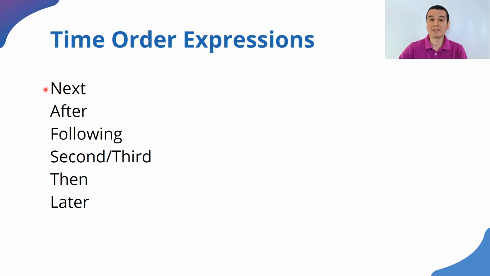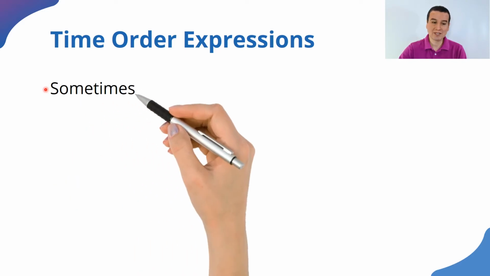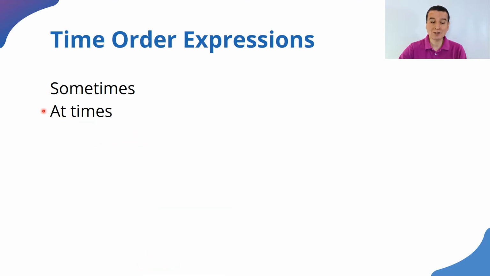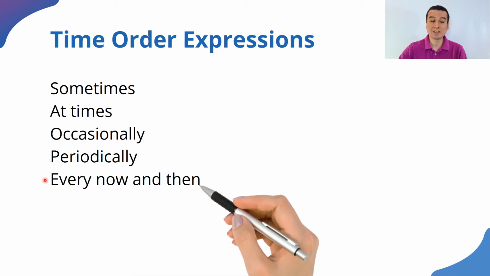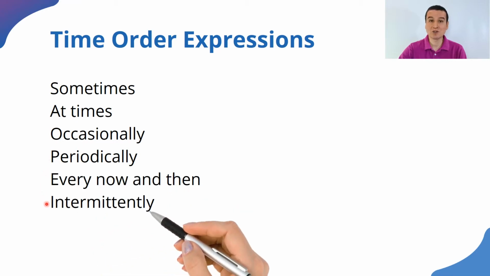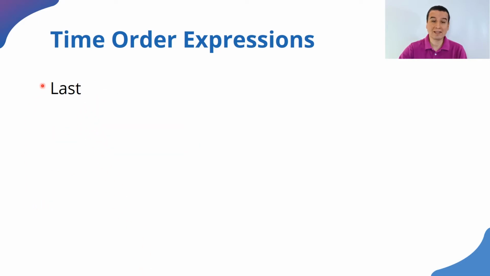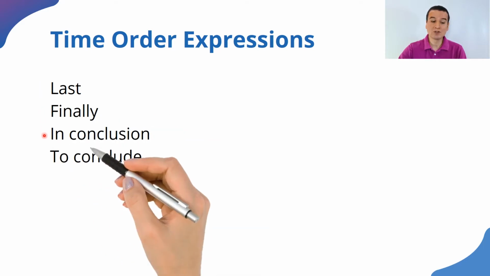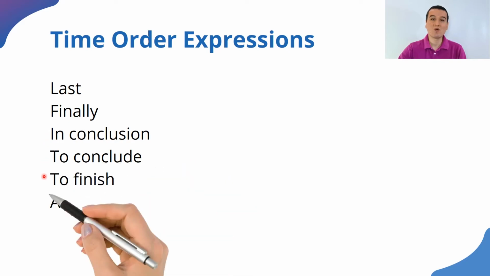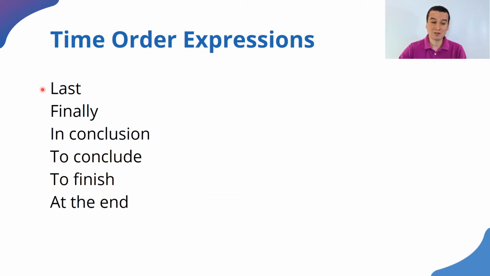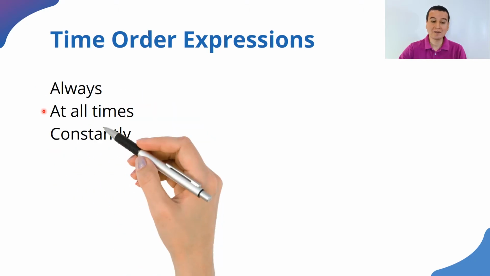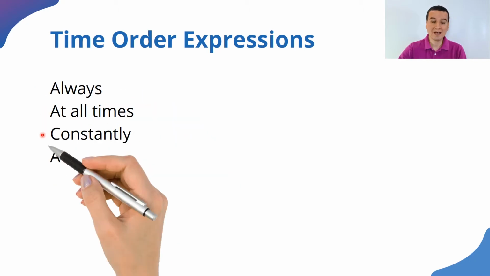To refer to what happens or what people should do sometimes, you could say sometimes, at times, occasionally, periodically, even every now and then, intermittently. So sometimes you do it, sometimes you don't. And the last items of your sequence could be preceded by last or finally, in conclusion, to conclude, to finish, at the end.